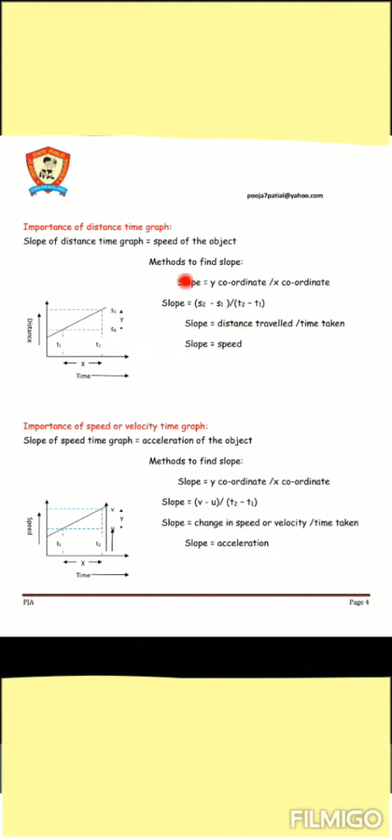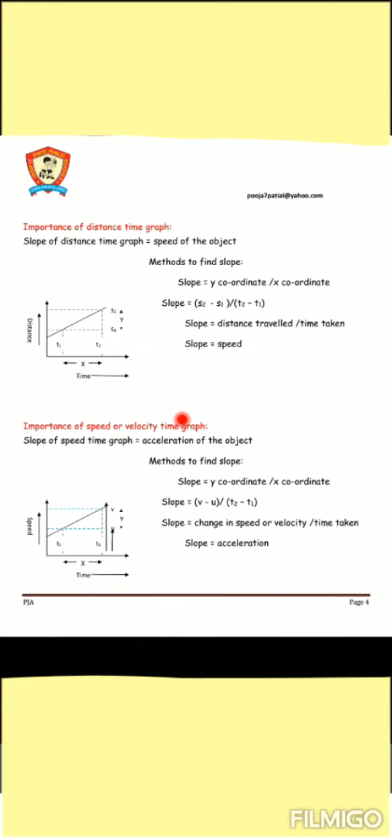And what is S2 minus S1? This is actually the distance travelled. And what is T2 minus T1? That is the time taken. So what is distance travelled over time taken? That is called speed. So this is the importance of the distance time graph: whenever you calculate the slope of a distance time graph, slope is always equal to speed.